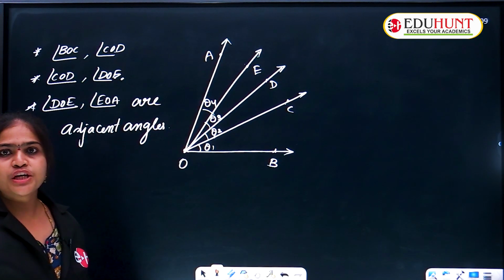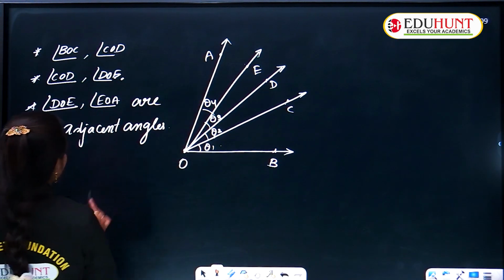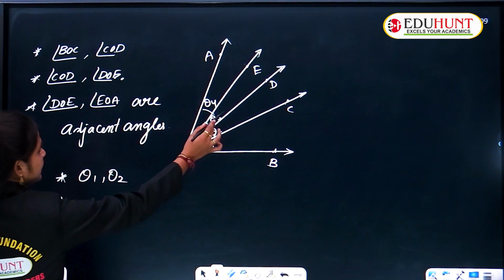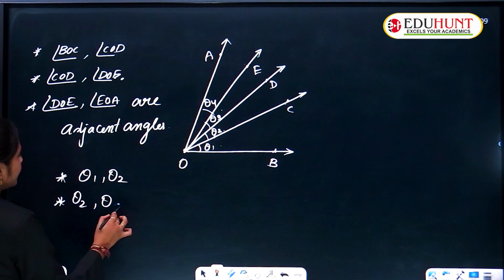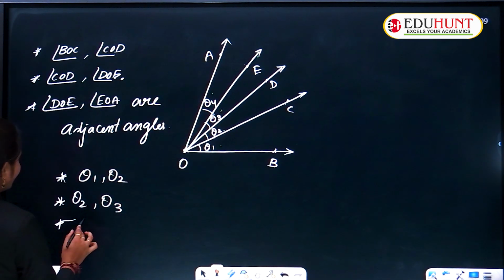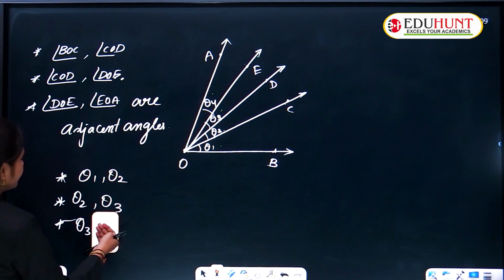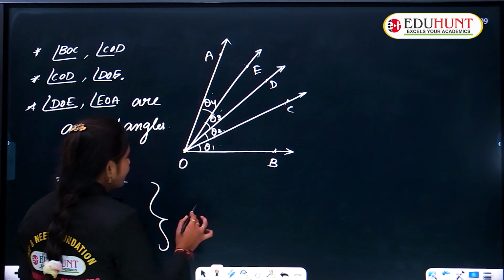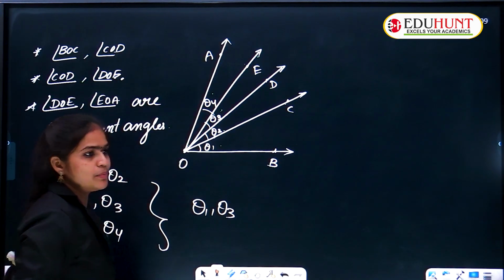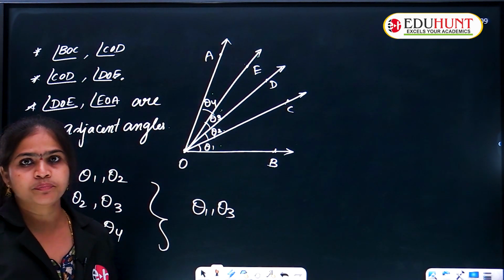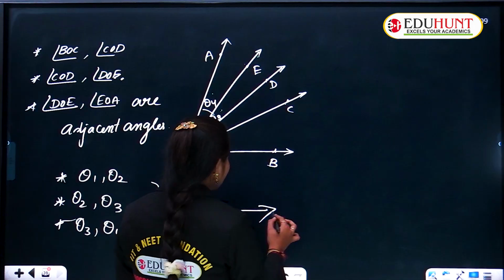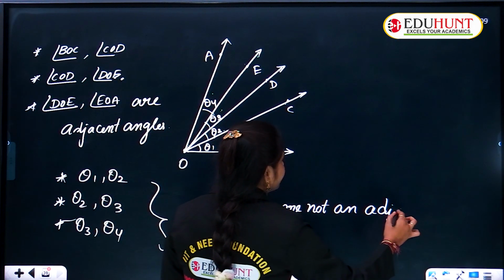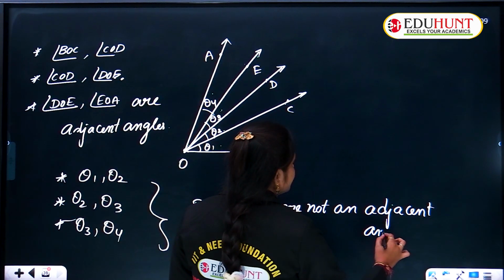Understood? Then which angles are adjacent angles here? Theta 1, theta 2. Next, another pair of angles, theta 2, theta 3. Next, theta 3, theta 4. Is it possible to say that another pair, theta 1 and theta 3, are adjacent angles? Why? Because those two are not adjacent angles.